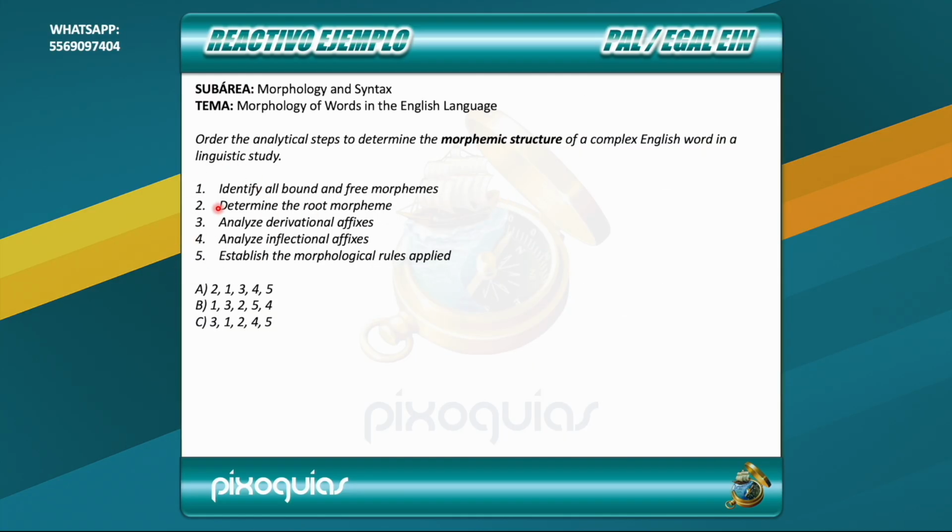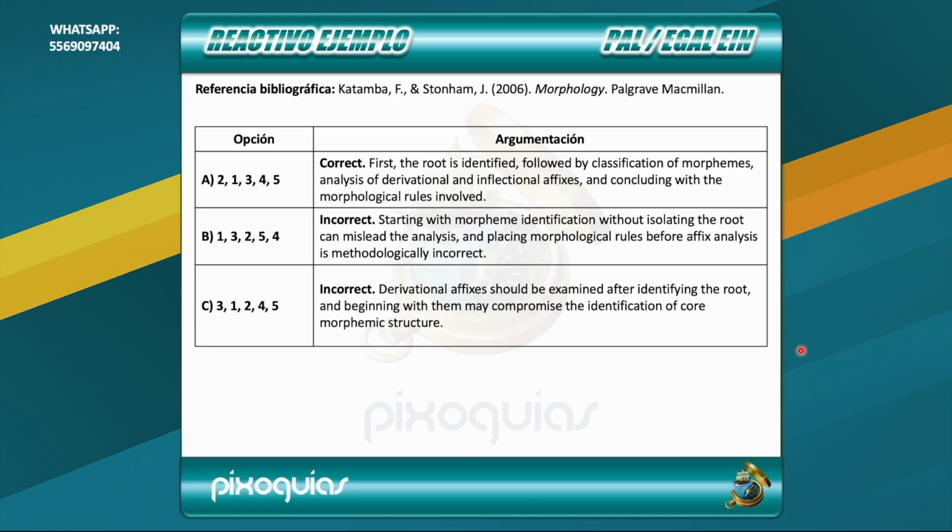Okay. 2. Determine the root morpheme. 1. Identify all bound and free morphemes. 3. Analyze derivational affixes. 4. Analyze inflectional affixes. And 5. Establish the morphological rules applied. This is the correct sequence because first the root is identified, followed by the classification of morphemes, analysis of derivational and inflectional affixes, and concluding with the morphological rules involved.